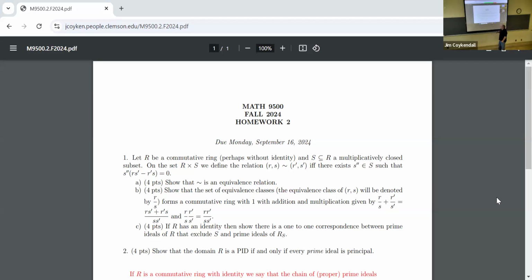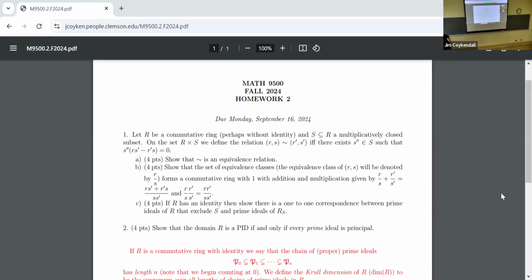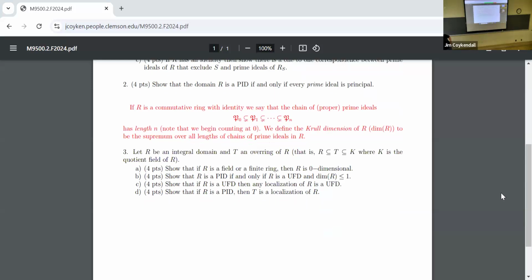And in part C, show that if R has an identity, then there's a one-to-one correspondence between prime ideals of R that exclude S, that miss this multiplicative set, and prime ideals of R localized at S. See if you can figure out how that correspondence works. Number two, I'm going to do something right after we're done talking about this that'll help you greatly with number two.